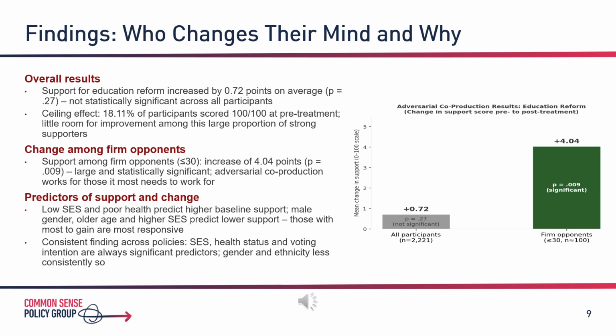The predictor analysis is theoretically important. The finding that lower SES and poorer health predict both higher baseline support and greater responsiveness to narratives is exactly what material interest theory predicts. People who stand to benefit most from redistribution are aware of their interests and can be persuaded by arguments that connect to those interests. The assumption that these communities hold fixed, value-based opposition to progressive reform is not supported by the evidence. What is supported is the finding that they lack faith in government's ability to deliver, which is a very different problem requiring a very different political response.